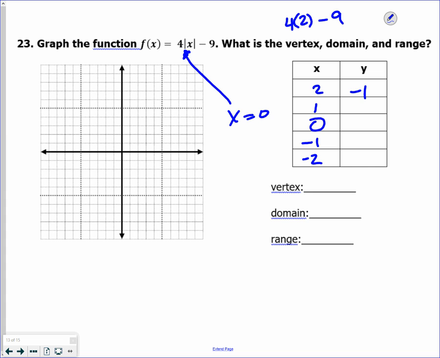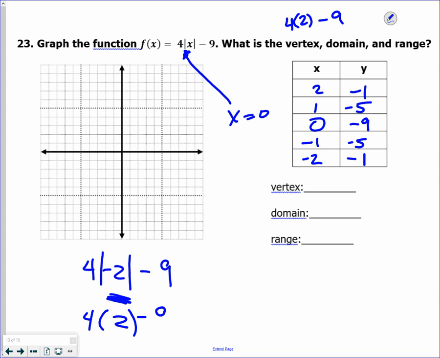So 1 in for x, I get -5. 0 in for x, I get -9. -1 in for x, again, I get -5. And -2 in for x, again, I get -1. Now, I actually want to do the -2 one again. 4 absolute value of -2 minus 9. Don't forget to take the absolute value before actually solving this. Notice the points that are above and the points that are below should match when doing an absolute value.